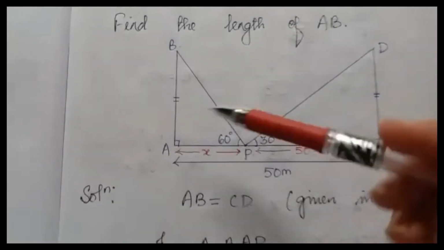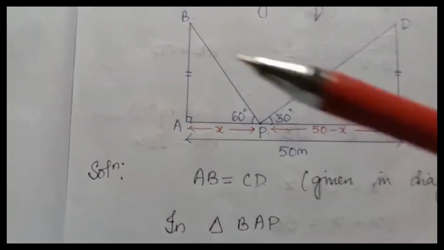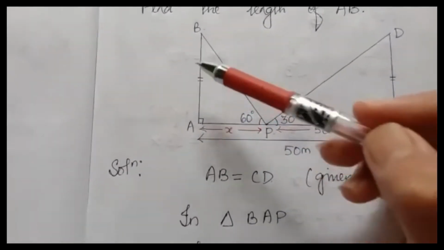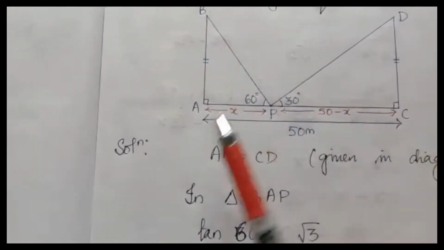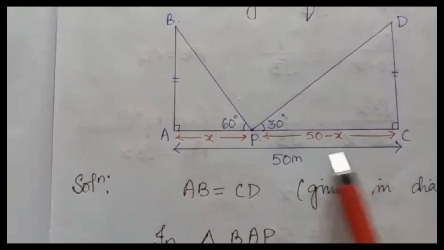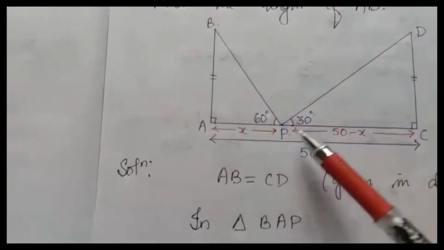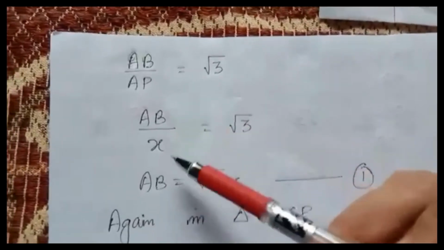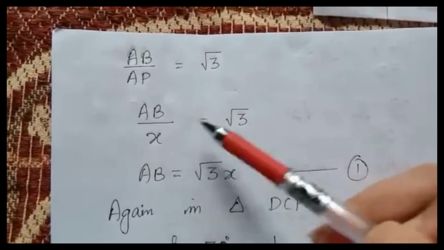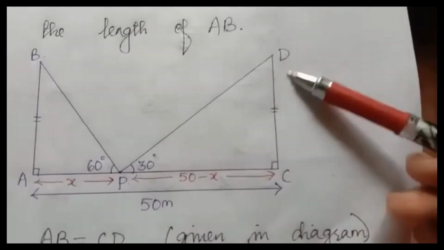Here it is already given AB is equal to CD, given in the diagram. In triangle BAP, we will use this triangle first. Always write this 90 degrees in the middle, this angle A. So BAP, here we will use tan theta equals perpendicular by base. The total is given 50 meters. I'm taking this side x. If this is x, this side will be 50 minus x. Perpendicular is AB and base is AP. Then put the value of AP, we took x, so AB by x is equal to √3, AB is equal to √3x.